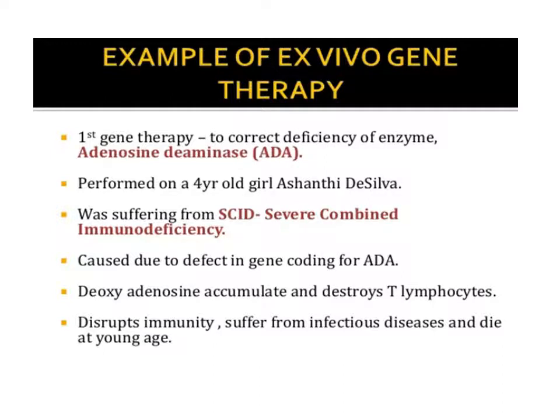The first successful gene therapy was performed to correct deficiency of the enzyme adenosine deaminase in 1990 when Ashanti De Silva was treated for ADA-SCID. ADA deficiency is a metabolic disorder that causes immunodeficiency because deoxyadenosine accumulates and destroys T lymphocytes. Patients with disrupted immunity suffer from various infectious diseases and die at a young age.